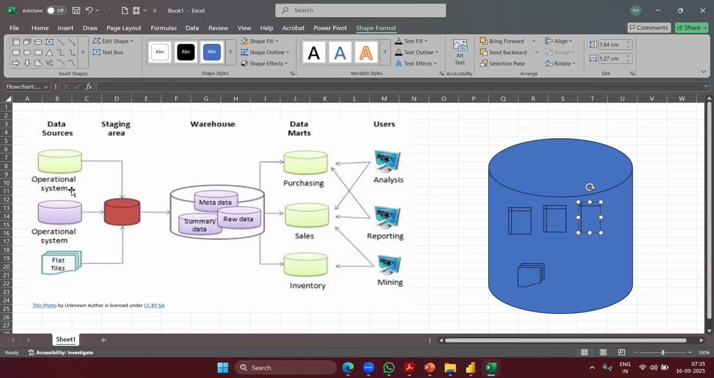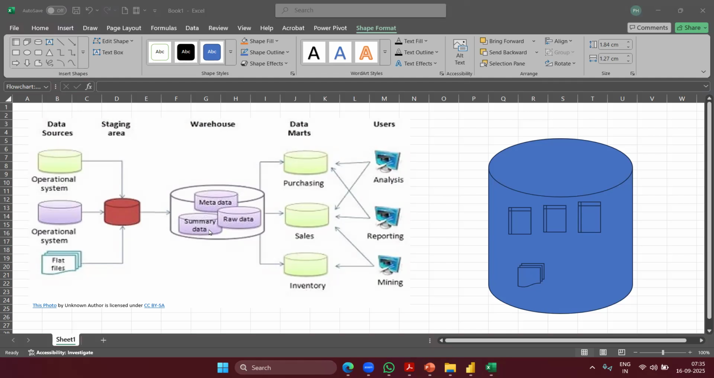Keeping the exact copy of the source system in the raw data format. That means today 10 records are there. Tomorrow, when another 5 records are added, those 5 records are also added. So this is called raw data, or we also term it historical data. At the same time, we keep the summarized data.